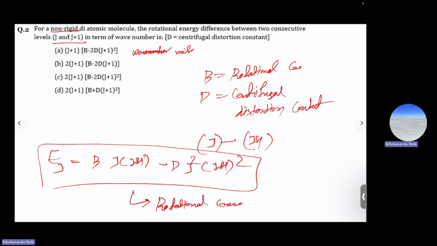This is the rotational energy of a non-rigid rotator. Now what will be the energy difference between two consecutive levels? For two consecutive levels the quantum numbers are J and J plus 1. So what will be E J plus 1 minus EJ?